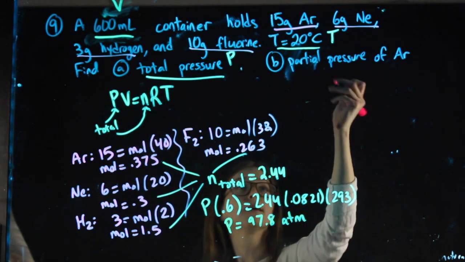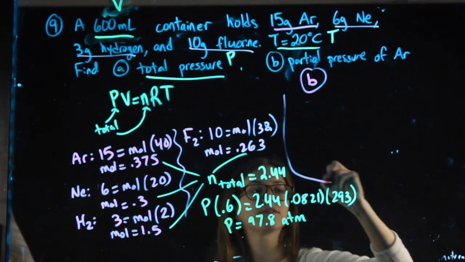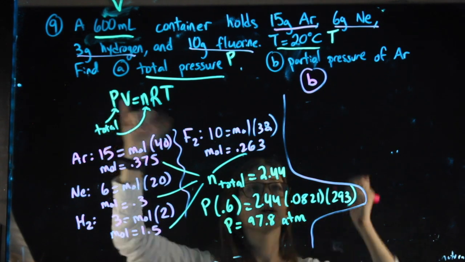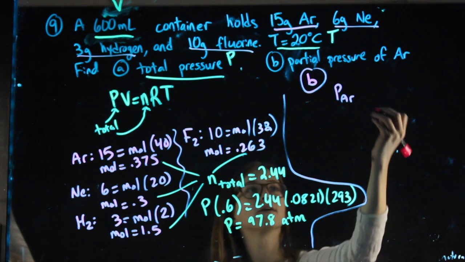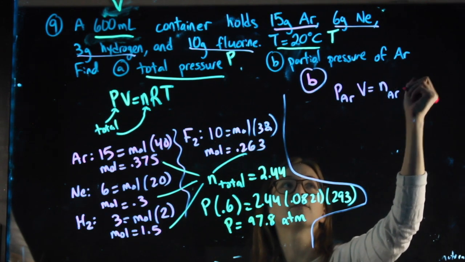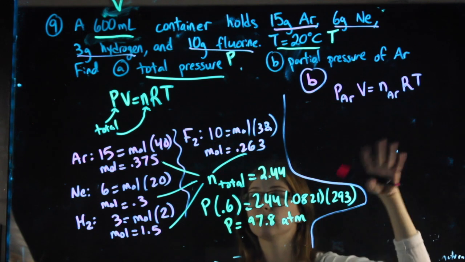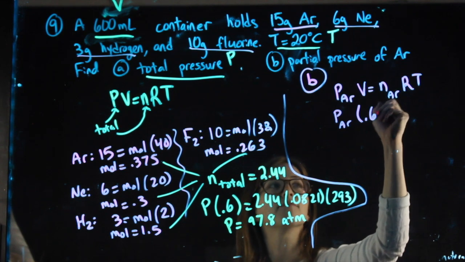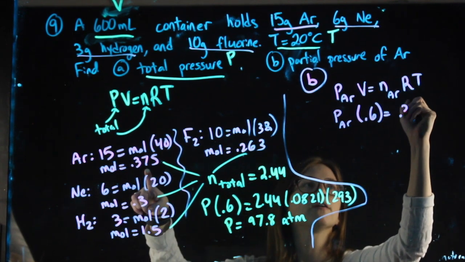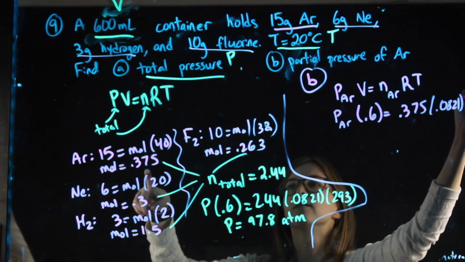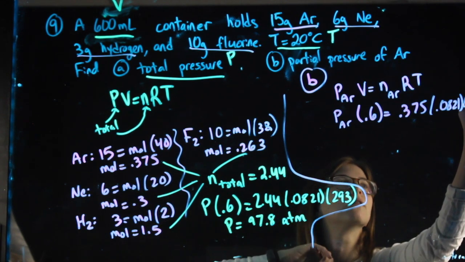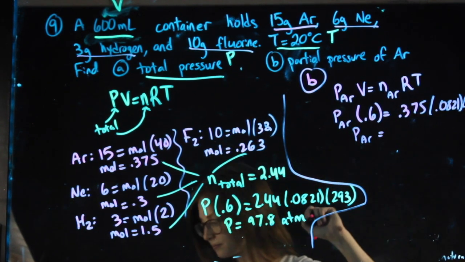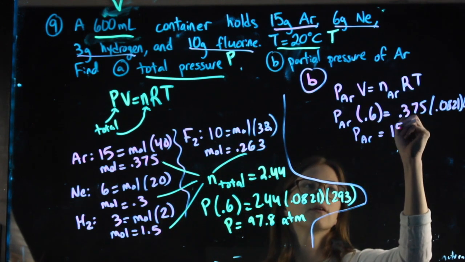Now for part B, finding the partial pressure of argon, I have different choices for how I want to solve it. Just like when I plugged in total moles, I got total pressure. If I want to find the partial pressure of argon, I can use PV equals nRT, plugging in the moles of just argon. That's one option. So if you do that, it would look like this. Still the same volume, but the moles we'll use is just argon. Still the same temperature, 293. Solving that, you would get your answer, which is 15 about.